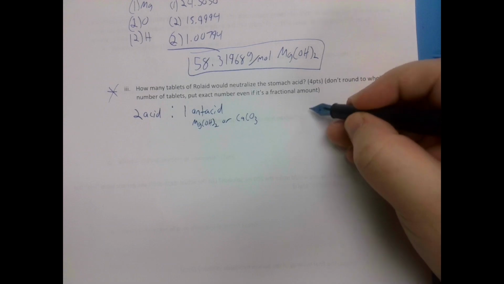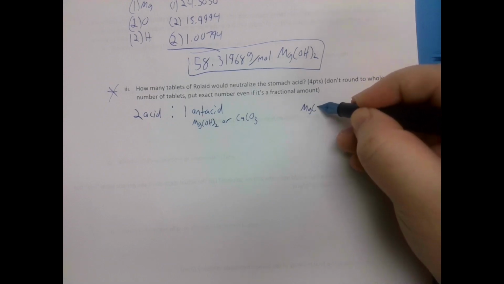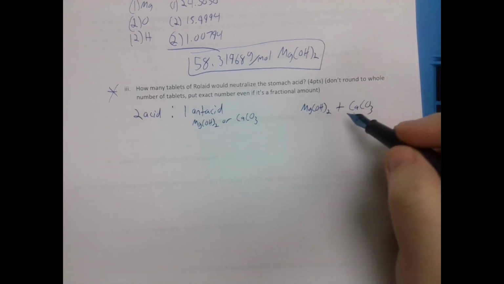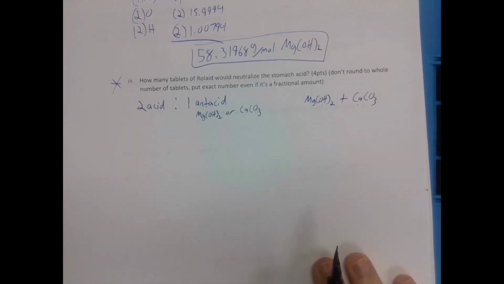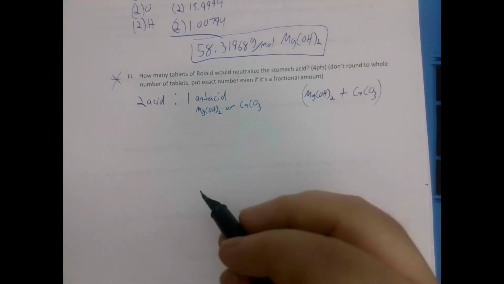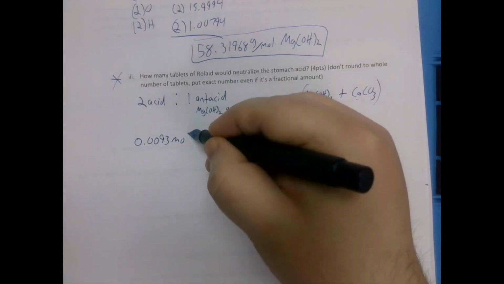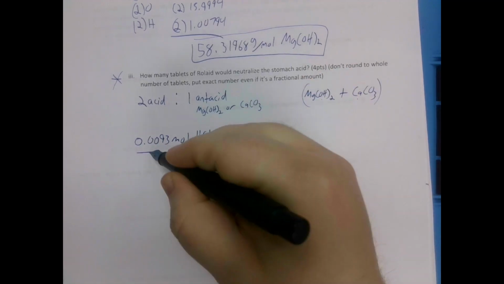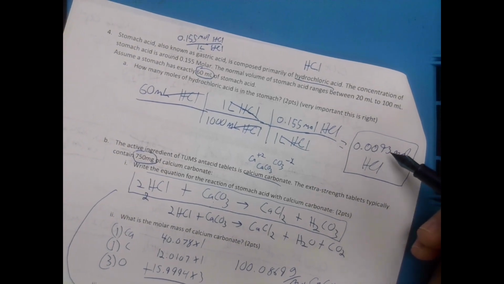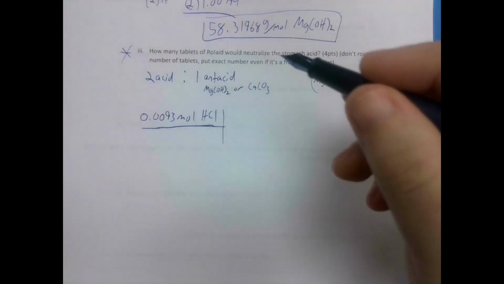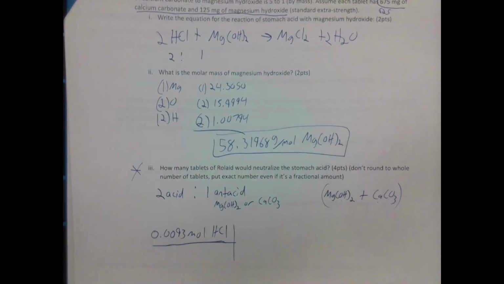And our antacid is some combination of magnesium hydroxide with calcium carbonate. We have some combination of these two added together, so I'm going to let this be my sum. How many of these particles do I have? Well, I know I have 0.0093 mole of hydrochloric acid. That is what I calculated right here. And I know the ratio is 2 to 1 and 2 to 1.